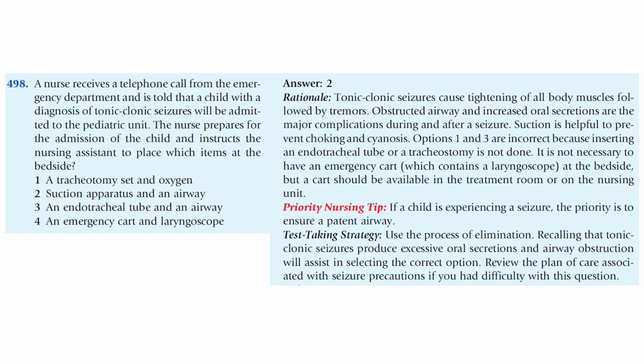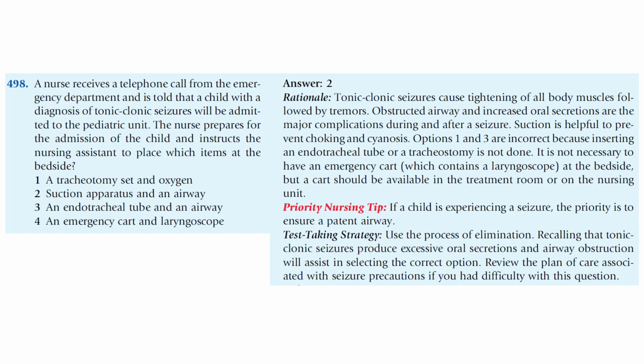498. A nurse receives a telephone call from the emergency department and is told that a child with a diagnosis of tonic-clonic seizures will be admitted to the pediatric unit. The nurse prepares for the admission of the child and instructs the nursing assistant to place which items at the bedside. 1. A tracheotomy set and oxygen. 2. Suction apparatus and an airway. 3. An endotracheal tube and an airway. 4. An emergency cart and laryngoscope.